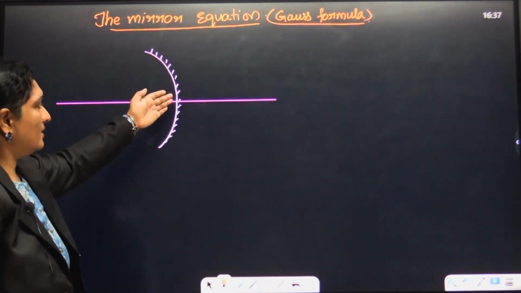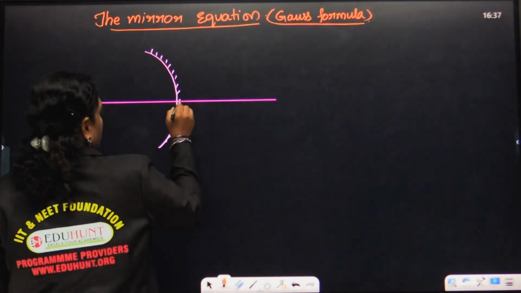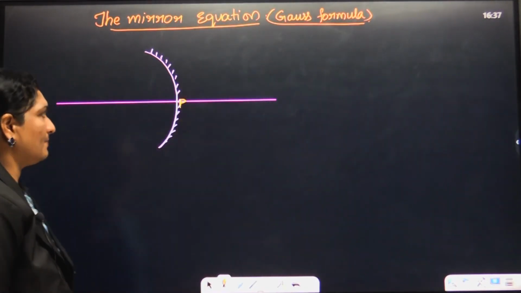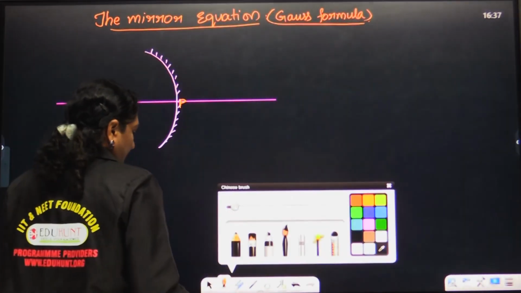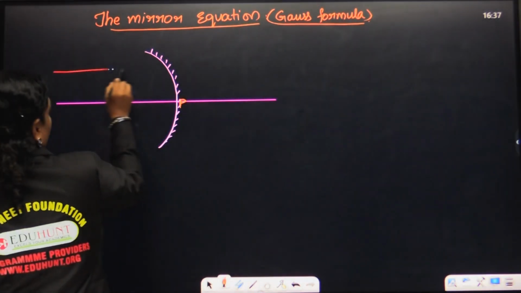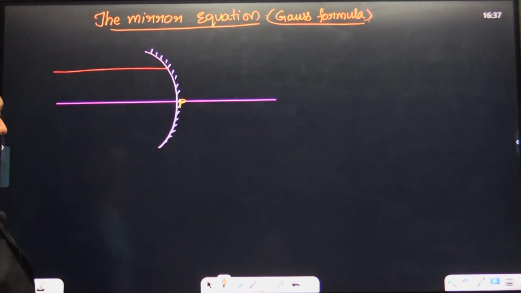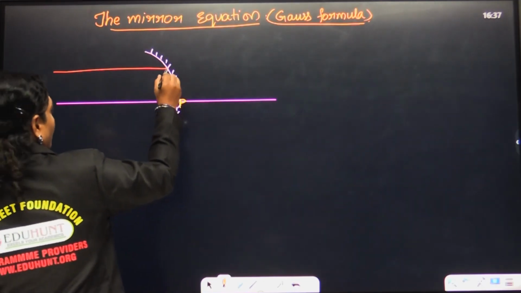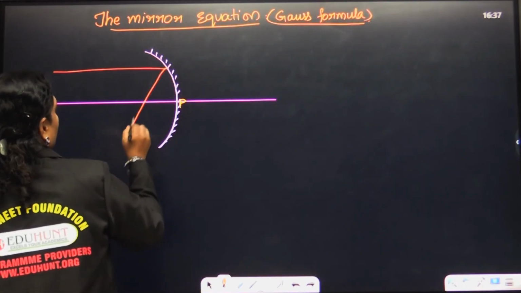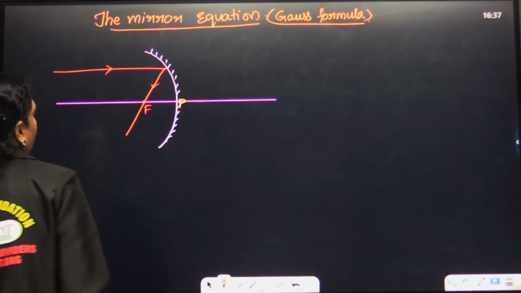Consider a concave mirror. Let P be the pole of this concave mirror and this line be the principal axis. Any line that is sent parallel to the principal axis, after reflection from the mirror, will meet the principal axis at a point F.